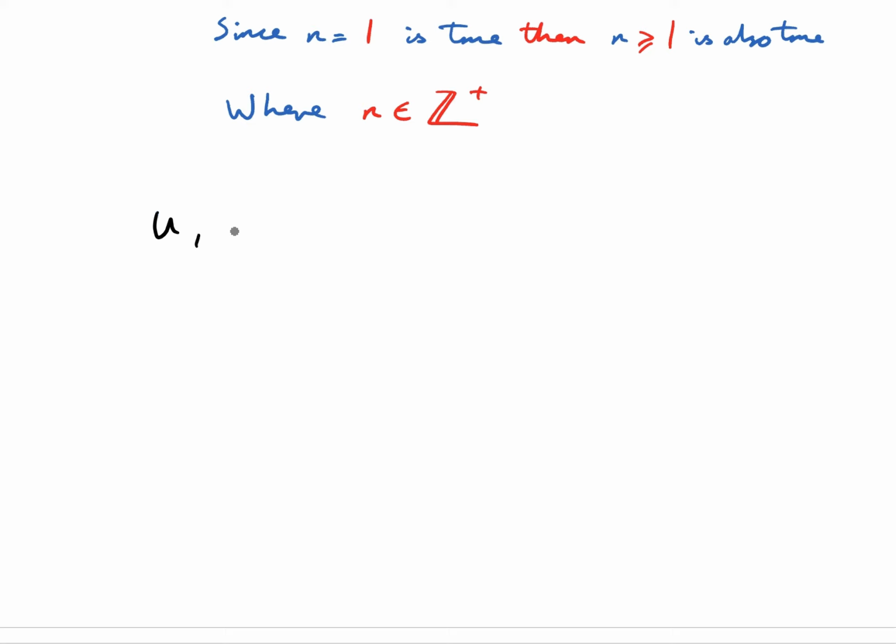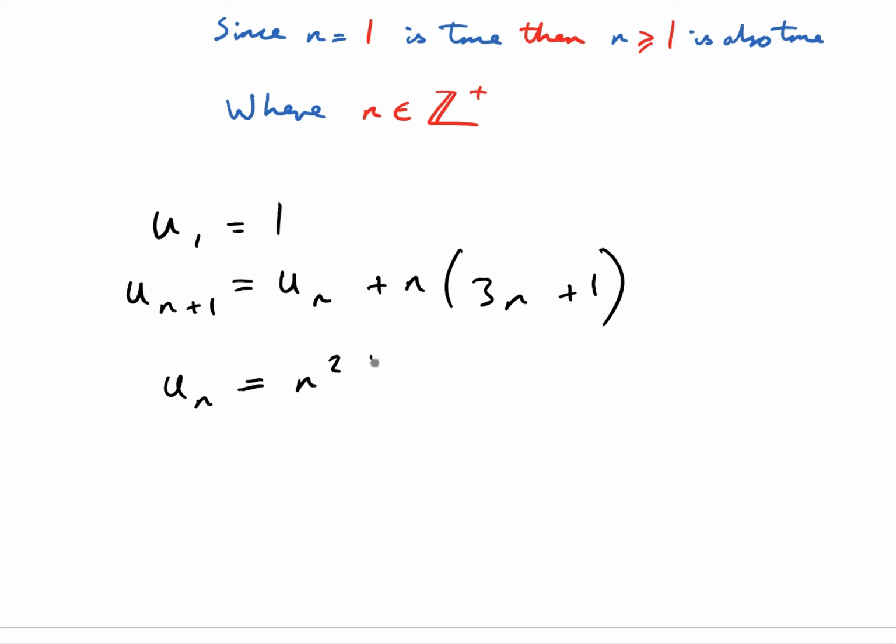So the information we've been told is that u1, the first term in the sequence, equals 1. And we've been told that the n plus 1th term is given by the nth term plus n times 3n plus 1. And we've been told to prove that the nth term is given by this formula, n squared times n minus 1 plus 1.